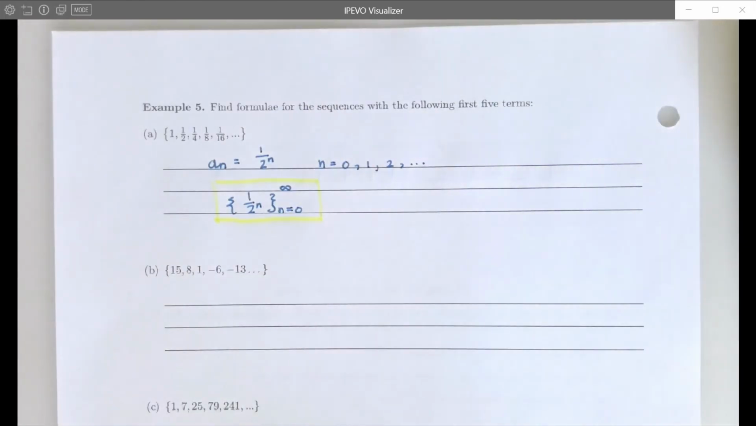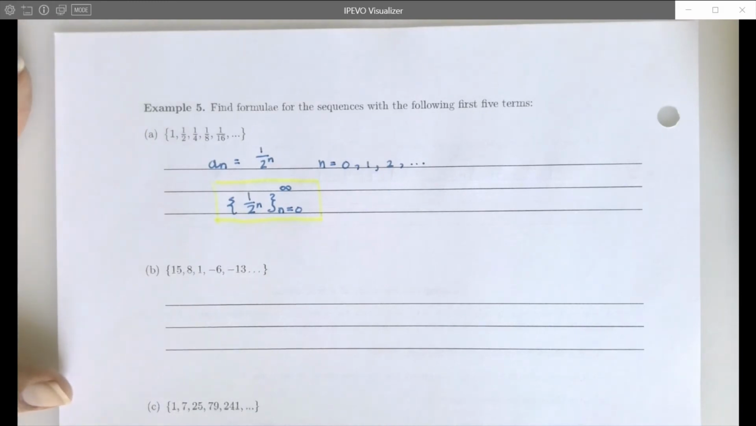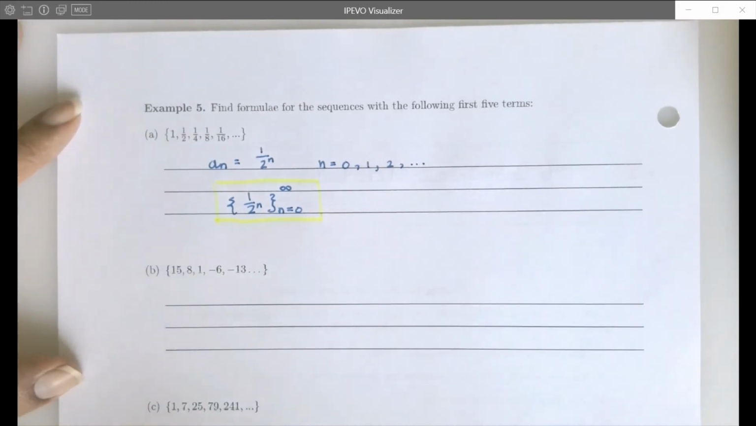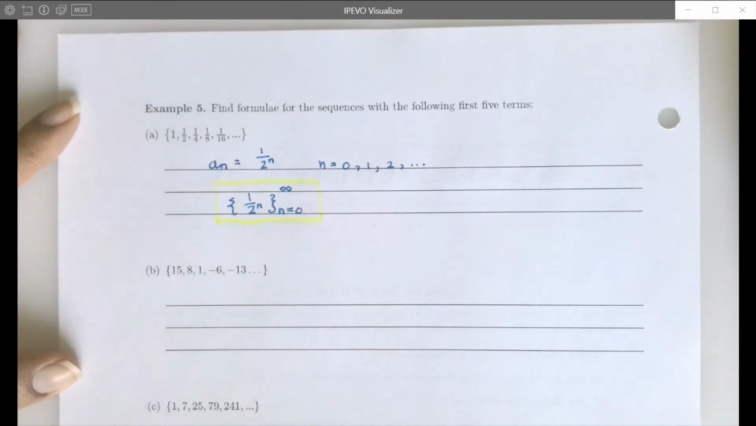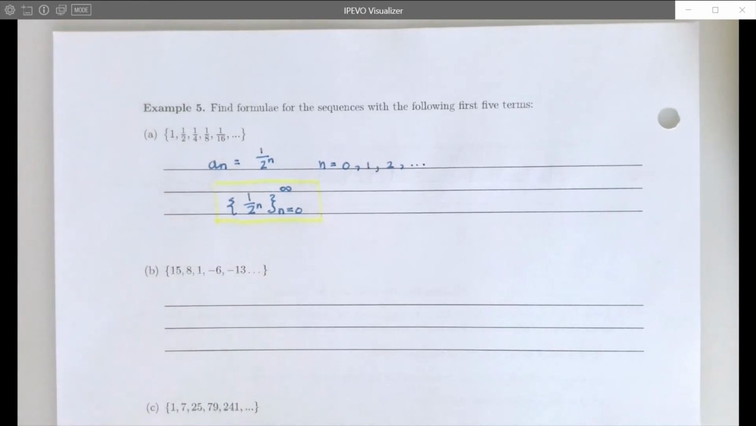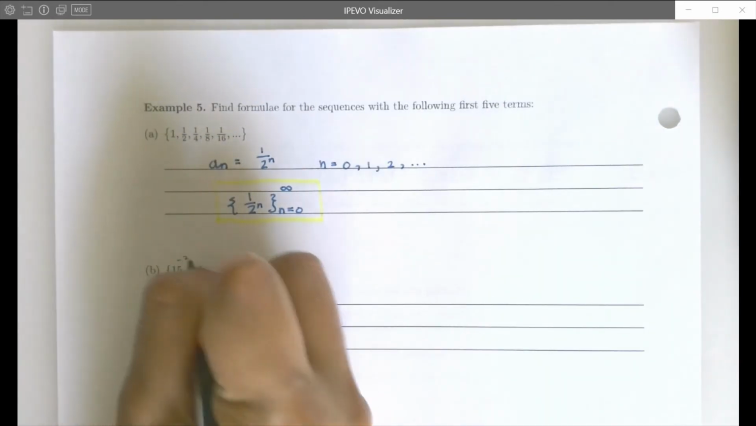Okay, for part B, we have 15, 8, 1, -6, -13. If you notice, it seems like we are decreasing by a constant amount in order to get to the next term. So like if I do 15 minus 7, I get 8. If I take 8 minus 7, I get 1, so on and so forth.